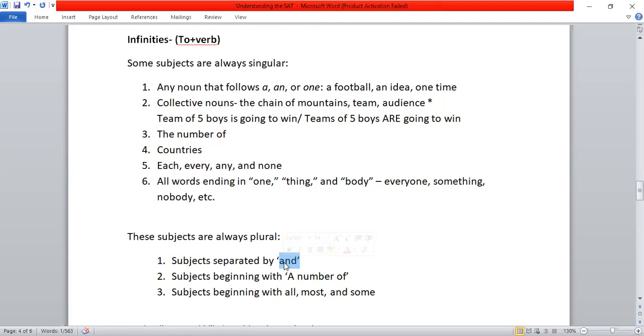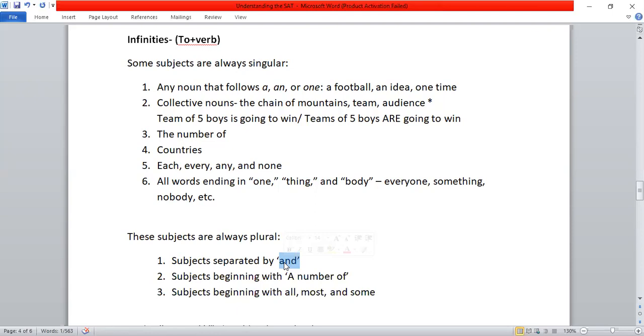Jimmy and Lily are going to the party. Okay, only "and" does that. It does not mean that if I say "Jimmy as well as Susan are going to the party," that's wrong. If you say "Jimmy as well as," I'm still talking about Jimmy. So in that case, I will use "is."